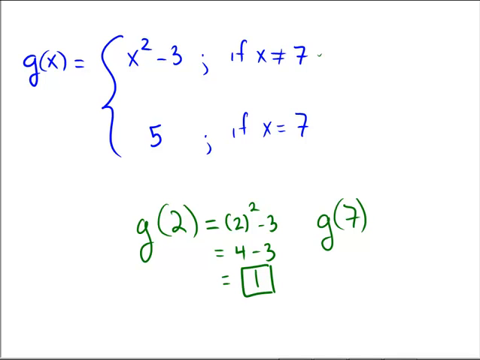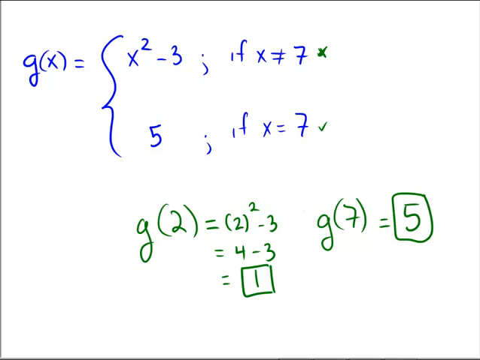What's g of 7 though? Well, notice that g of 7 doesn't satisfy the top rule, right? The top rule needs x not equal to 7. It is equal to 7. So now we have to follow the bottom rule. We don't bother plugging 7 into the top rule because that's not the rule we need to use. We look at the bottom rule, and the bottom rule is nice and simple. It just says say 5 and you're done.